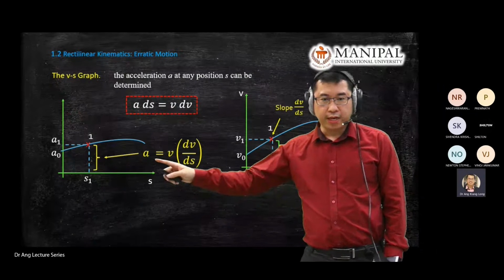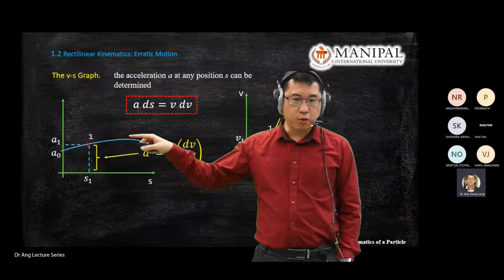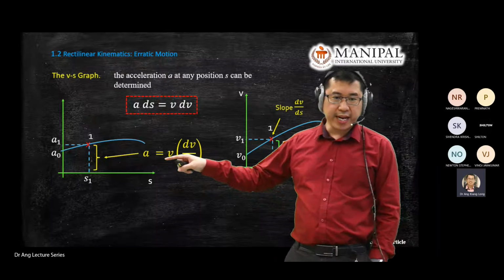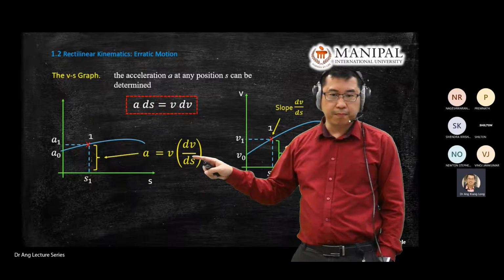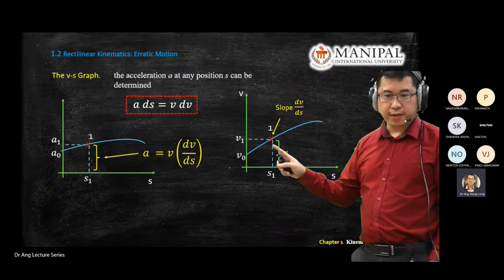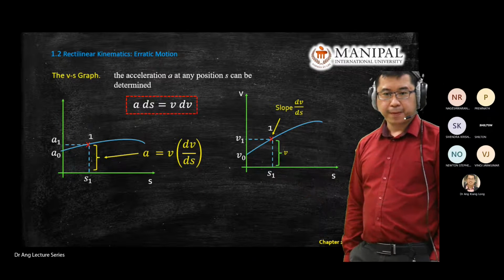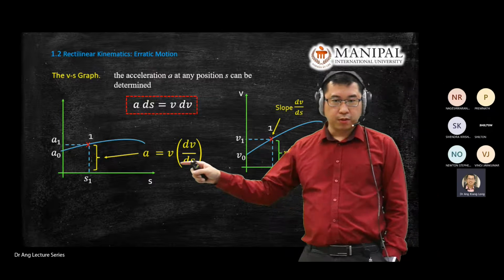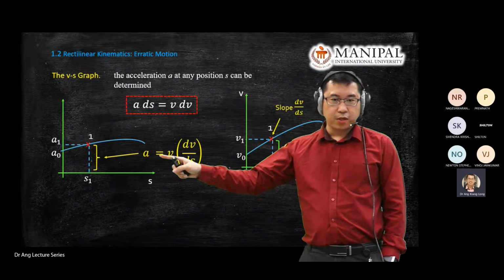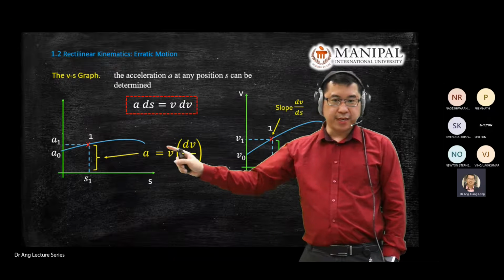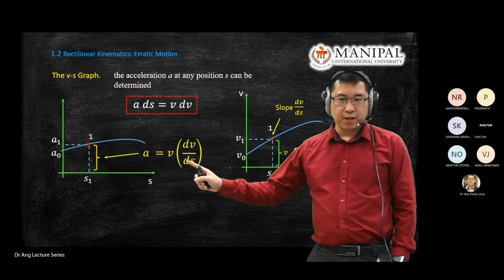You can calculate the acceleration at that particular point, at point 1. You can calculate A1 equal to V times the slope of that point, or the gradient of that point. So if you want to find A1, what do you do? You want A1 on the left-hand side.